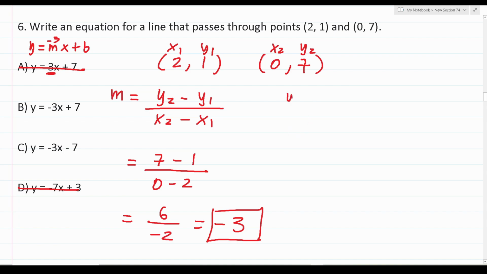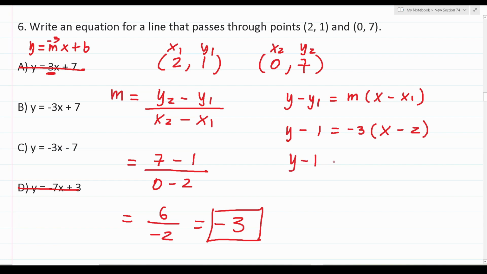And that's this: y minus y1 equals m times x minus x1. We know what m is, and we know what y1 and x1 are. So just plug those in. So this becomes y. What's y1? It's right here. It's 1 equals m. M is negative 3. X. What's x1? It's right here. It's 2. All right, so let's start simplifying this.